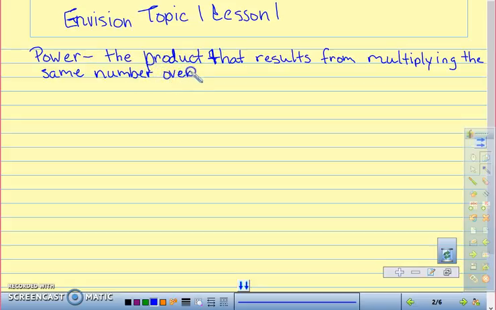over and over. So for example, if I have 1,000 equals 10 times 10 times 10 equals 10 to the third power. And that's what it means. I multiply 10 by itself 3 different times.